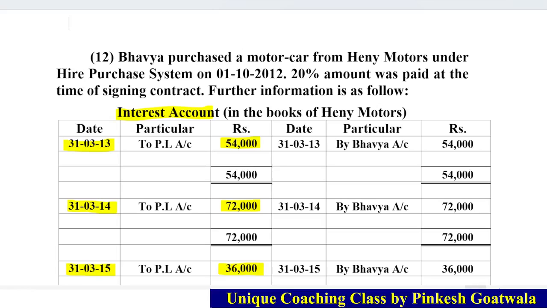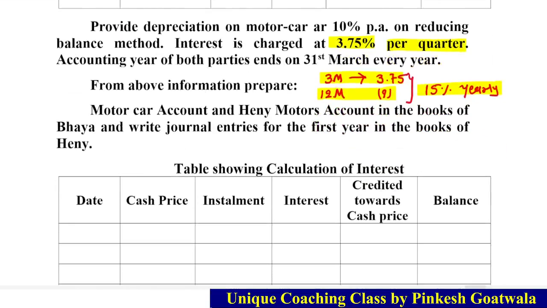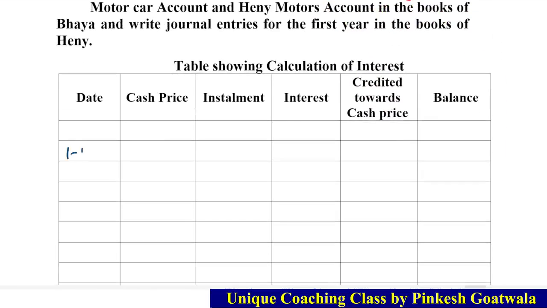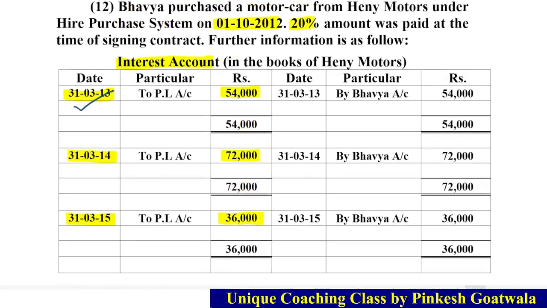When the purchase was done, it was done on 1/10/2012. Okay, and there is the 20% down payment. So let's start with whatever information is available. Let's write that. 1/10/2012 purchase was made. Cash price not available, down payment not available, 20% is stated, interest will be dash. Now what we have is interest. Okay, we have interest for 13, 14 and 15 available. So let's write the amounts 54, 72 and 36.